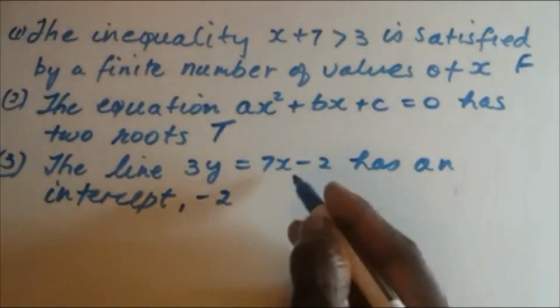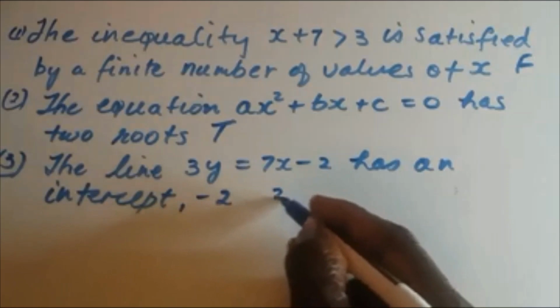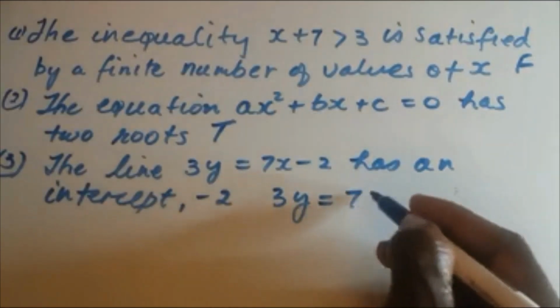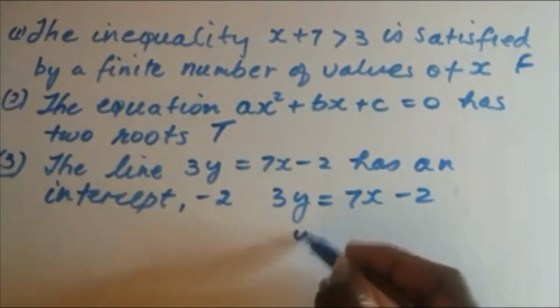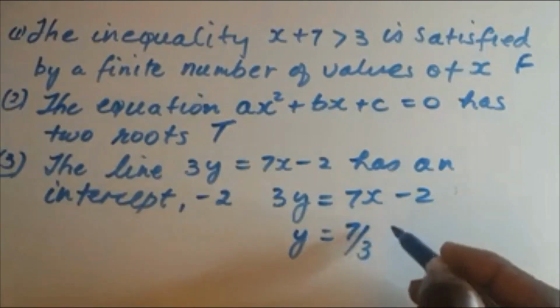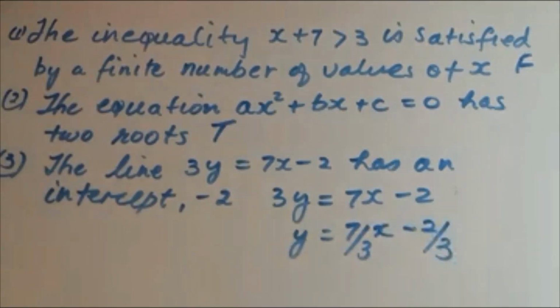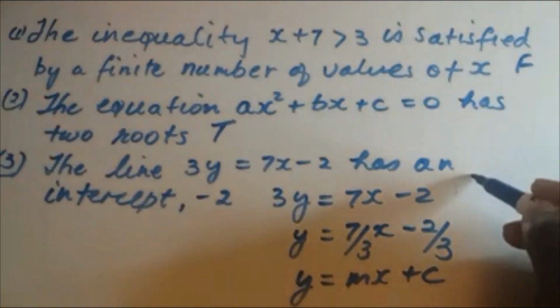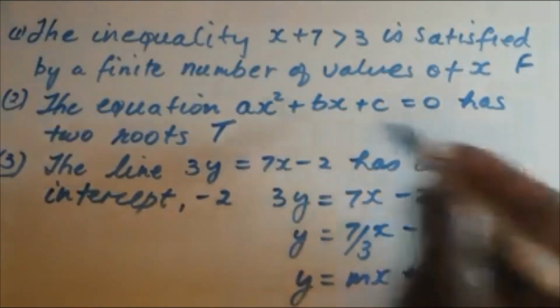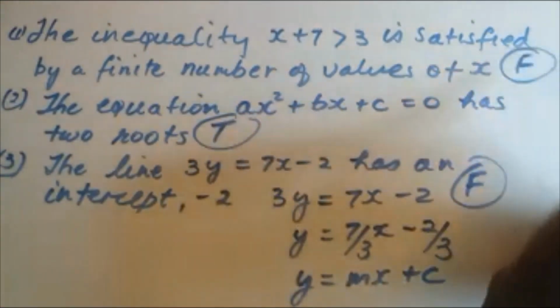And lastly, the line 3y equal to 7x minus 2 has an intercept of -2. Well, let's go ahead and rearrange this in standard form. So 3y equal to 7x minus 2. y is equal to 7 over 3 x minus 2 over 3. And we know this is in the form y is equal to mx add c. c is the y-intercept, and we can clearly see y-intercept is -2 over 3, which makes this statement false. So this is a false statement. This one is true and this one is false.